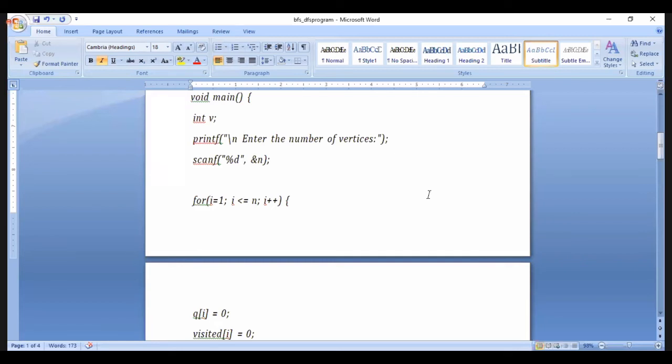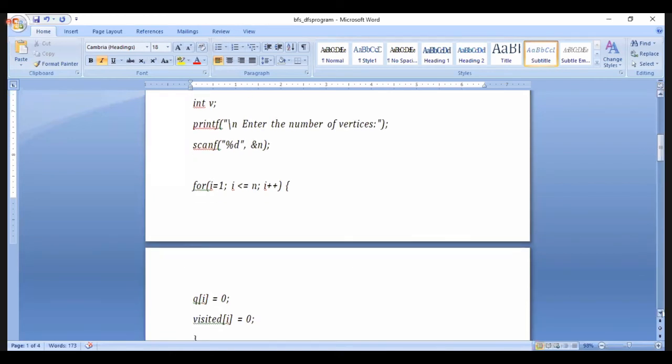If node 1 has a connection to 2 and 1 to 3, if there is a connection, I am keeping it as 1. If there is no connection, I am keeping it as 0. Like that, I am representing a graph in matrix form. Clear?